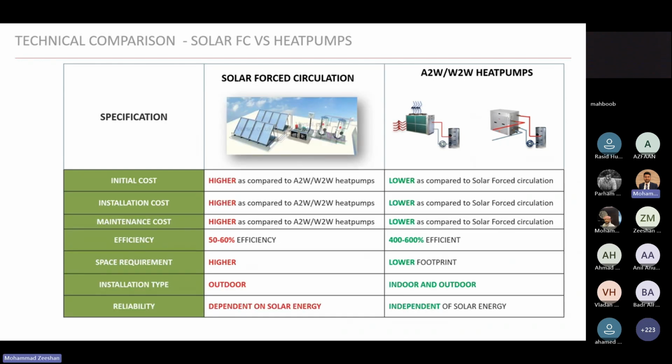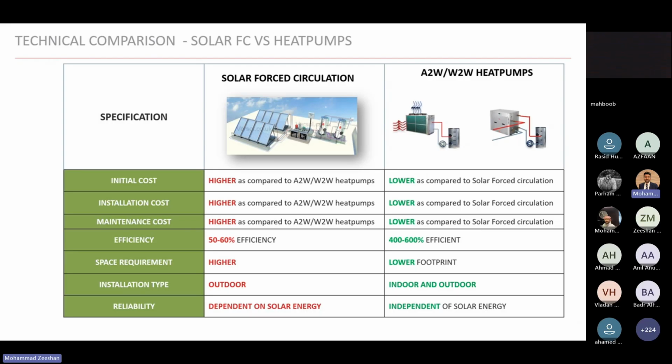Solar forced circulation system, compared to air to water heat pumps, the initial cost is higher. Installation cost is definitely higher for solar compared to heat pumps. Maintenance cost again is higher compared to the heat pump systems. Efficiency wise, solar systems are about 50 to 60% efficient. This is the maximum any panels can achieve, as there are irradiance losses across the board for the solar panels, whereas heat pumps are more efficient. The space required is higher for solar.